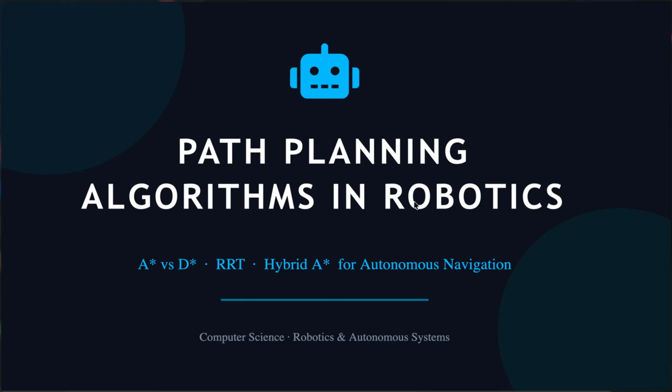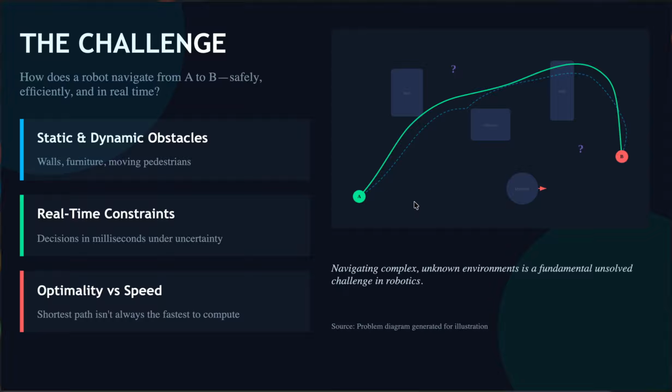Hello, so today we'll be going through path planning algorithms in robotics. We'll be talking about the A-star algorithm in comparison to the D-star algorithm. We will be talking about what RRT is. We will also be covering hybrid A-star for autonomous navigation. So let's get right into it.